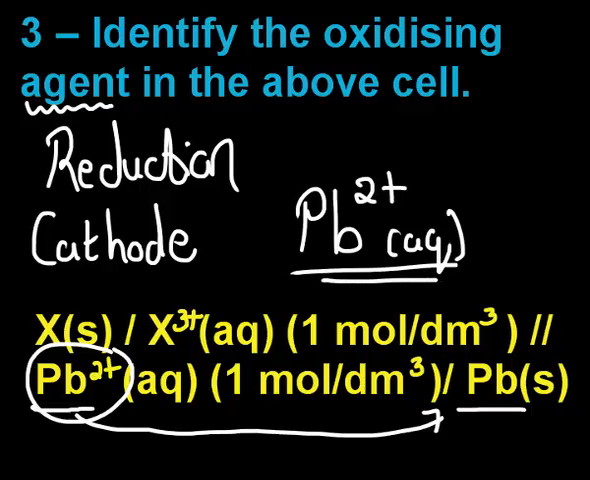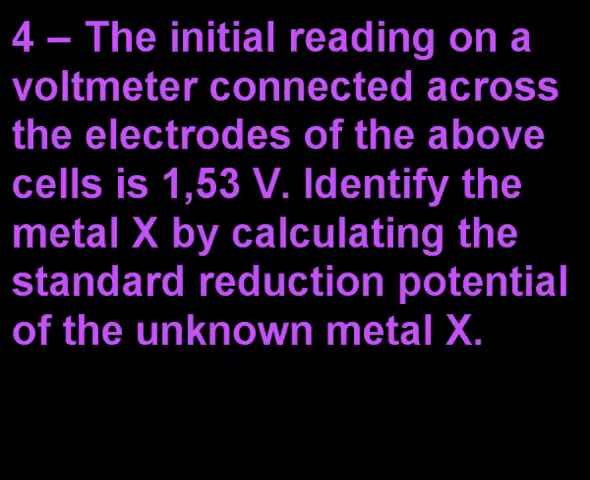Now question number 4 is also a question that's slightly different to what we used to up till now. It asks us that the initial reading on our voltmeter connected across the electrodes of the above cell is 1,53 volts. Identify the metal X by calculating the standard reduction potential of this unknown metal X, and then obviously we'll need to take that value and compare it to the values on the redox table to see which one of those would be close to this metal X's value.